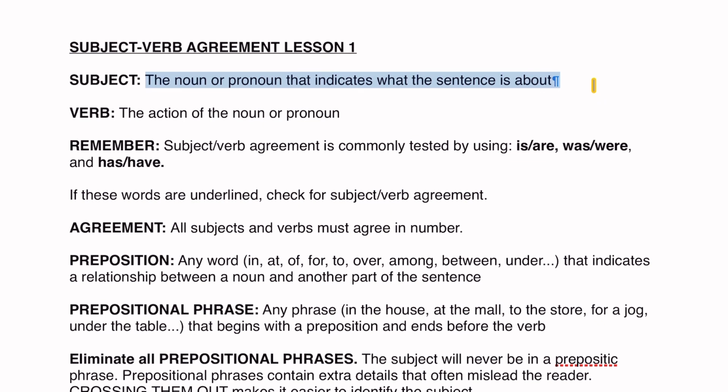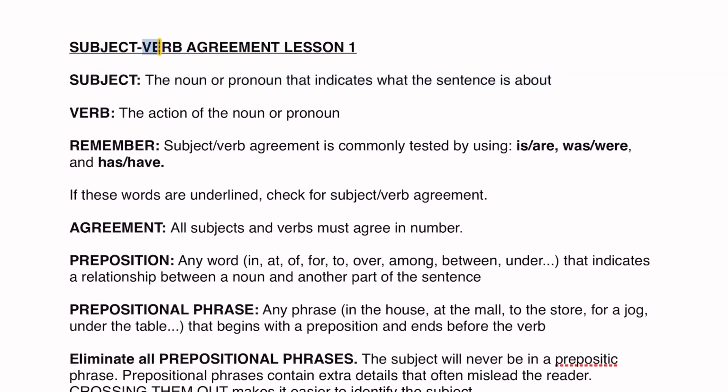Muhammad is walking to the store. Muhammad is a noun. Muhammad is the subject. الموضوع عن مين؟ عن محمد. Okay? So the first part in subject-verb agreement is, what is the subject? Subject هو مين هو الشخص. بنتكلم على مين في الجملة المفيدة. So that's called the subject.